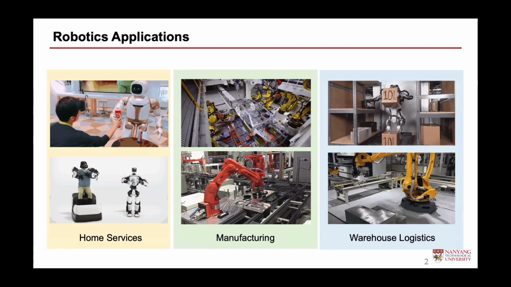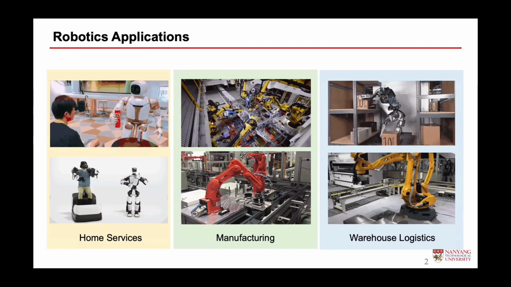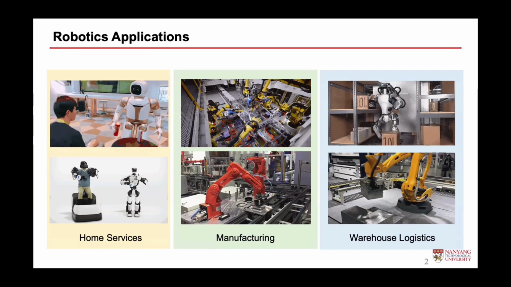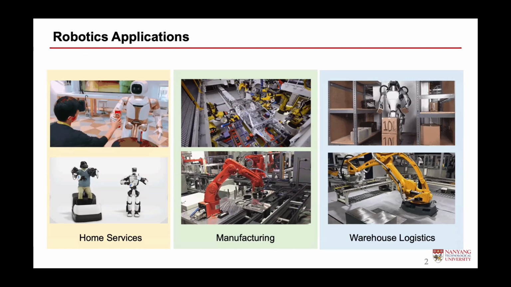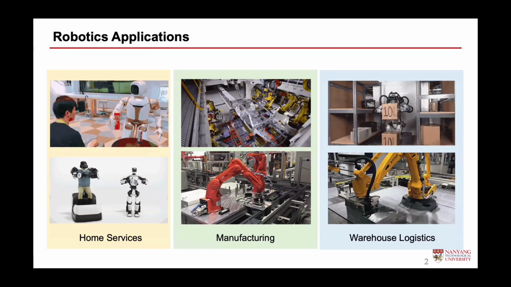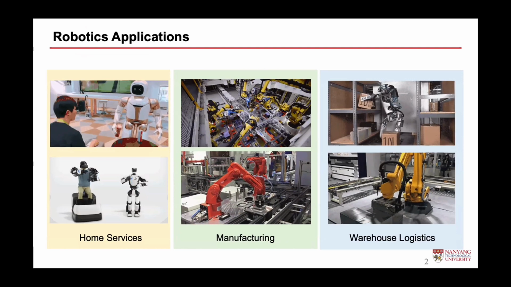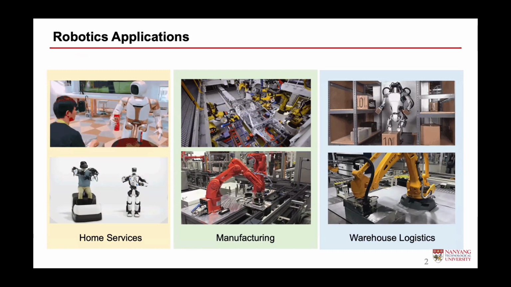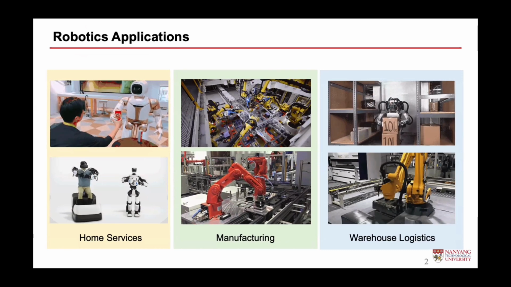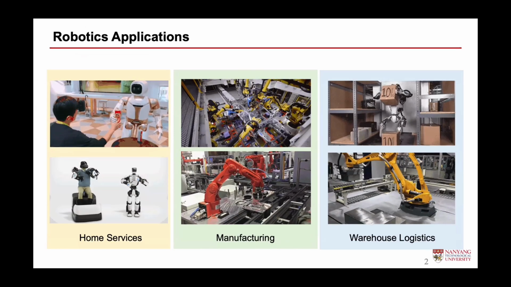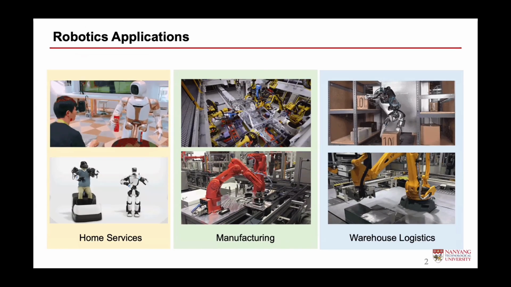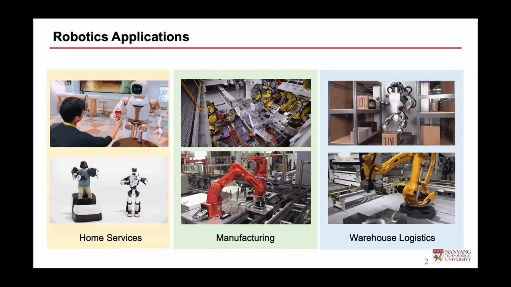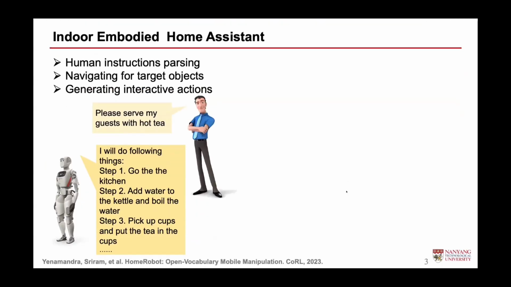For home services, we can imagine that we have a home assistant in our home. We can ask a robot to do a lot of household tasks like cooking an omelet, tidying the bedroom, and cleaning the bathroom. For manufacturing, we can do pick and place and assembly. And for warehouse logistics, we can use a robot to reduce the accident rate and increase the throughput.